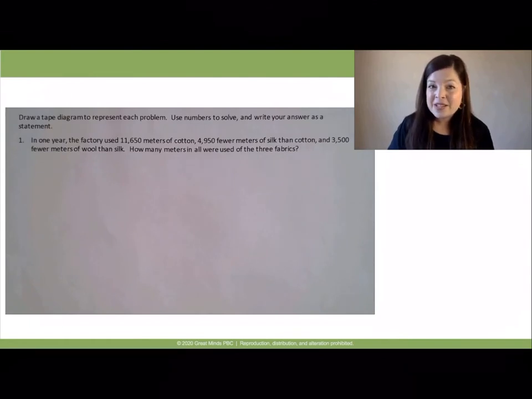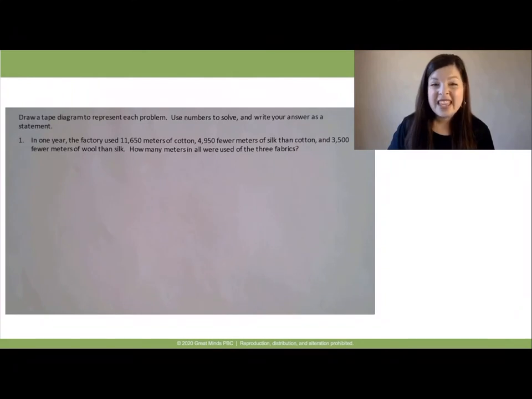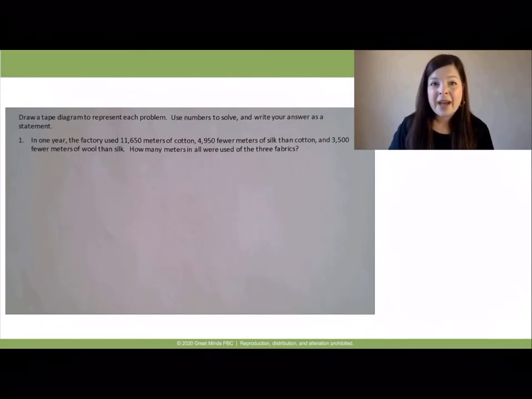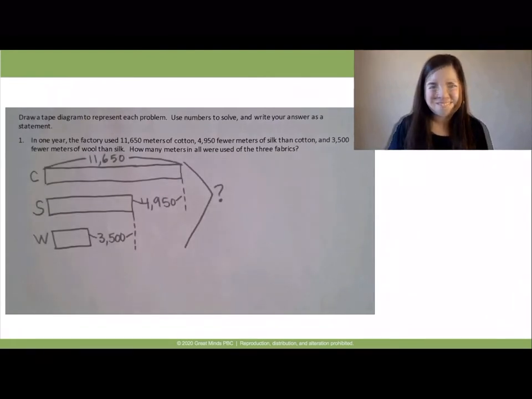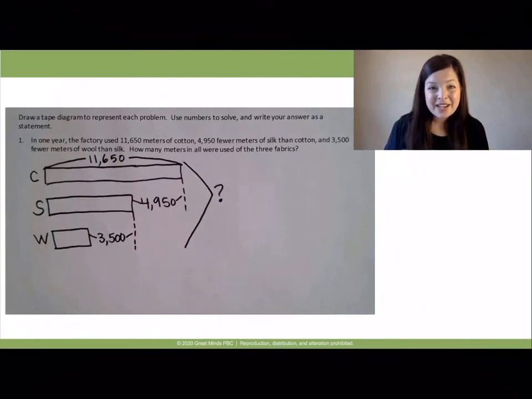Now, pause the video to draw your tape diagram to represent the story. If you get stuck, remember you can go back and reread it a chunk at a time and just ask yourself what you can draw for each little chunk. When you're finished drawing your tape diagram, come back and we'll compare. Welcome back. Here's the tape diagram I drew. Is it similar to what you drew?